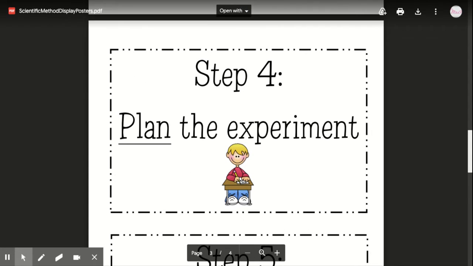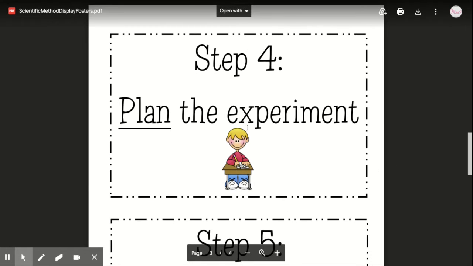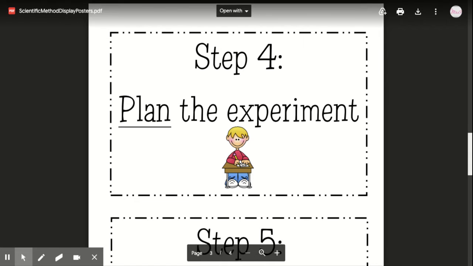Step four, plan the experiment. So you can't just do an experiment. You have to think through the steps. How am I going to do this experiment? How am I going to do it in a certain order? A good way to do that is to write down what you're going to do.